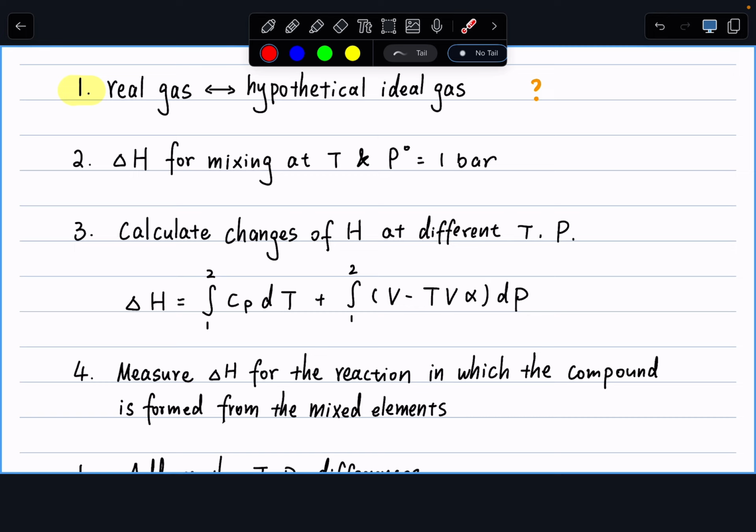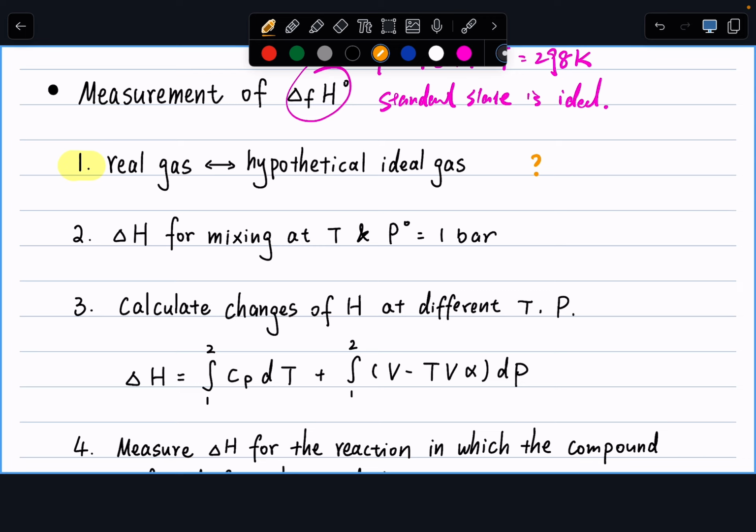So keep in mind, we're talking about the formation of a species from its elementary form, right? So the actual reaction, for example, the formation of CO2, is from carbon, graphite, plus oxygen gas, into CO2 gas. Now this one is straightforward. It's like a solid with a gas, but you can also have gas with gas, like H2 and O2 to form water. But nevertheless, the question is, we're talking about the mixing at a certain temperature and pressure equal to 1 bar.